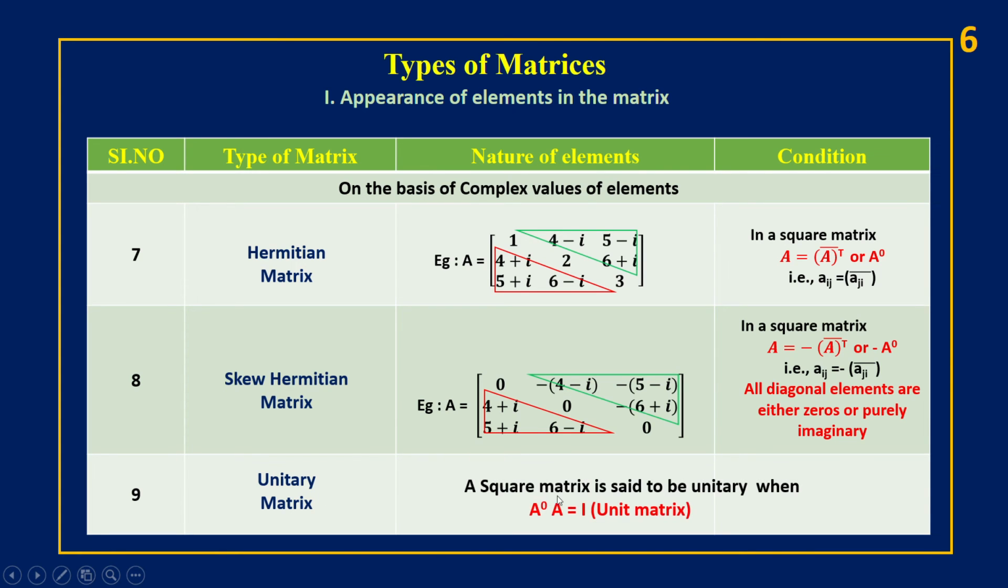A unitary matrix is a square matrix where A naught A equals I, the product of A naught A equal to I. I is the unit matrix. This is the condition for the unitary matrix.